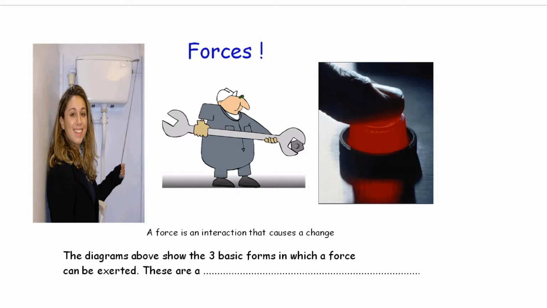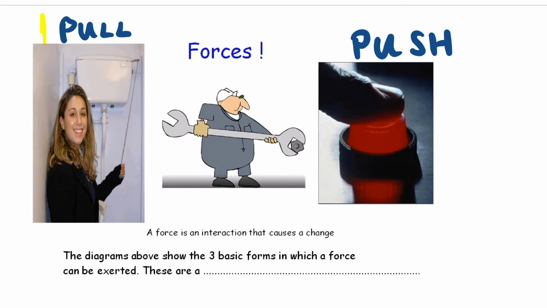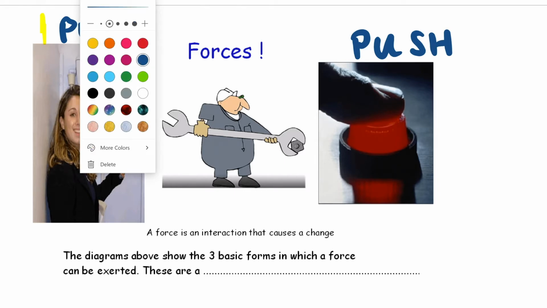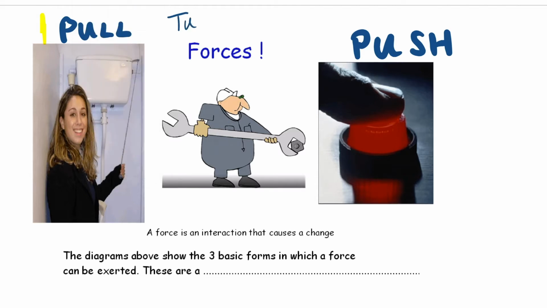Force is an interaction that causes a change. If we look at these 3 photographs, the diagrams above show 3 basic forms in which a force could be exerted. If we look at this one, she is pulling the chain. That person is pushing the button. And this person is turning. It's a turning force, sometimes called a rotational force.